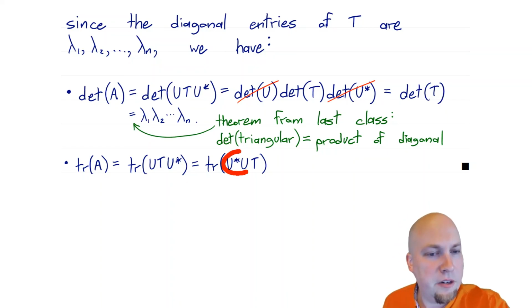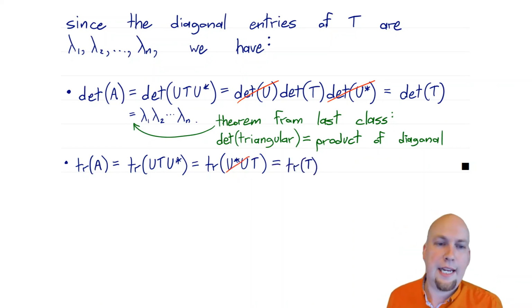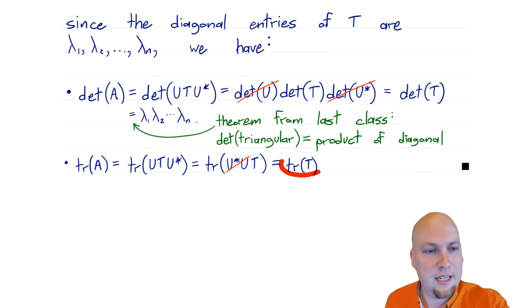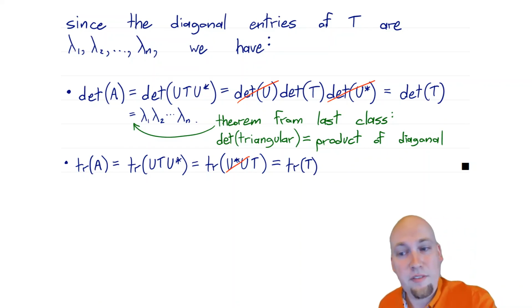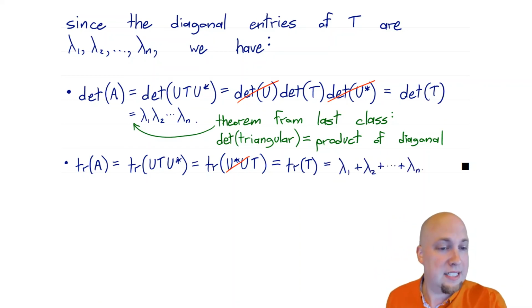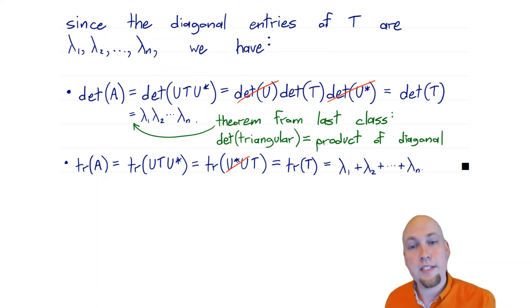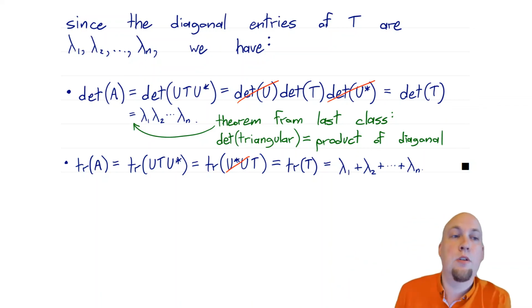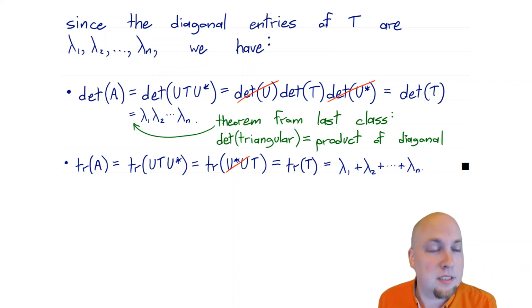Now I've got a U star times U. Well, U star is the inverse of U, since it's a unitary matrix, so that cancels out, and I'm left with a T on the inside. Again, what are the diagonal entries of T? They're the eigenvalues of A, the lambdas. The trace of that matrix is the sum of the diagonal entries, and those diagonal entries are the lambdas. Then we're done. Again, it just falls out in a line or two. Once you can transform your matrix into an upper triangular one, it's a lot easier to work with, because we have a lot of really nice results about upper triangular matrices.